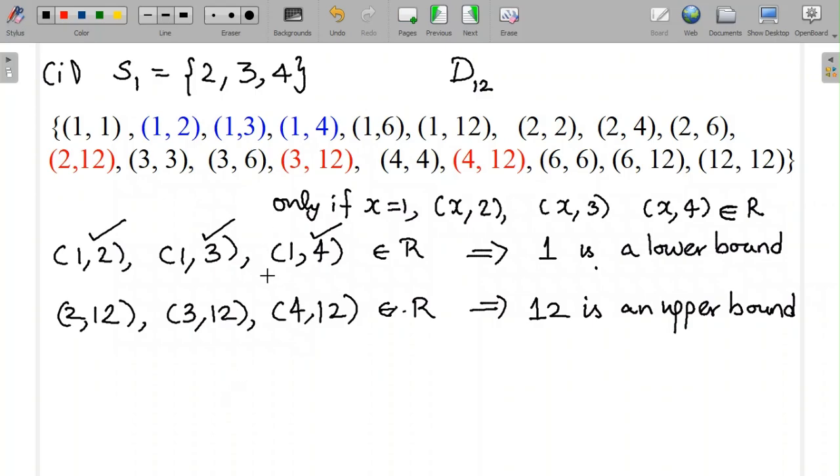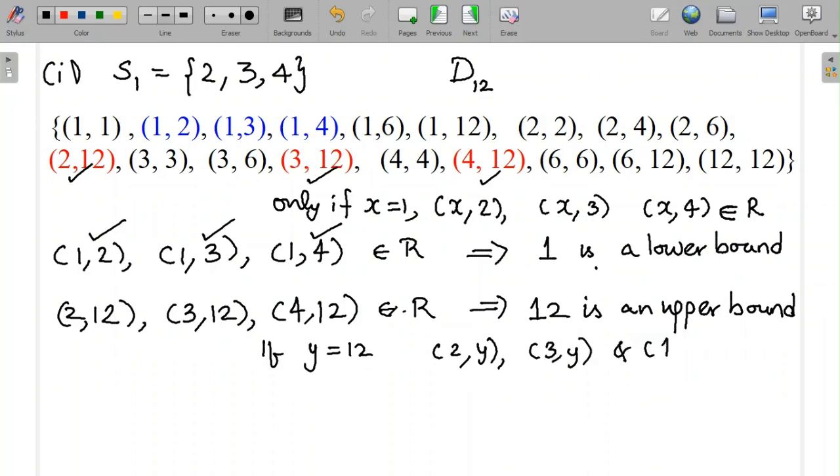Similarly, we see that only 2-12, 3-12, and 4-12 are present. So only if y is equal to 12, we find that 2y, 3y, and 4y are part of the relation. So no other number is commonly found on the right of these three elements 2, 3, and 4. So the only upper bound we have is 12, and the only lower bound we have is 1.